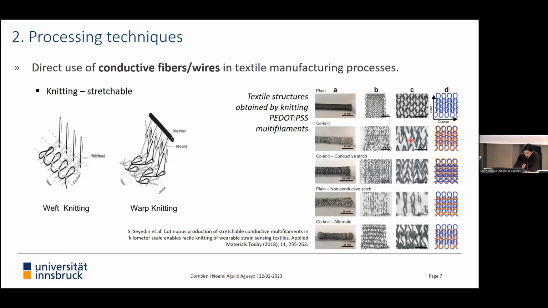So for knitting, I just put here two examples of how the threads are combined to form these knitted structures. We can have weft knitting, where we can see these loops here in this direction. And then we can also have warp knitting, where the loops are not in a single direction.